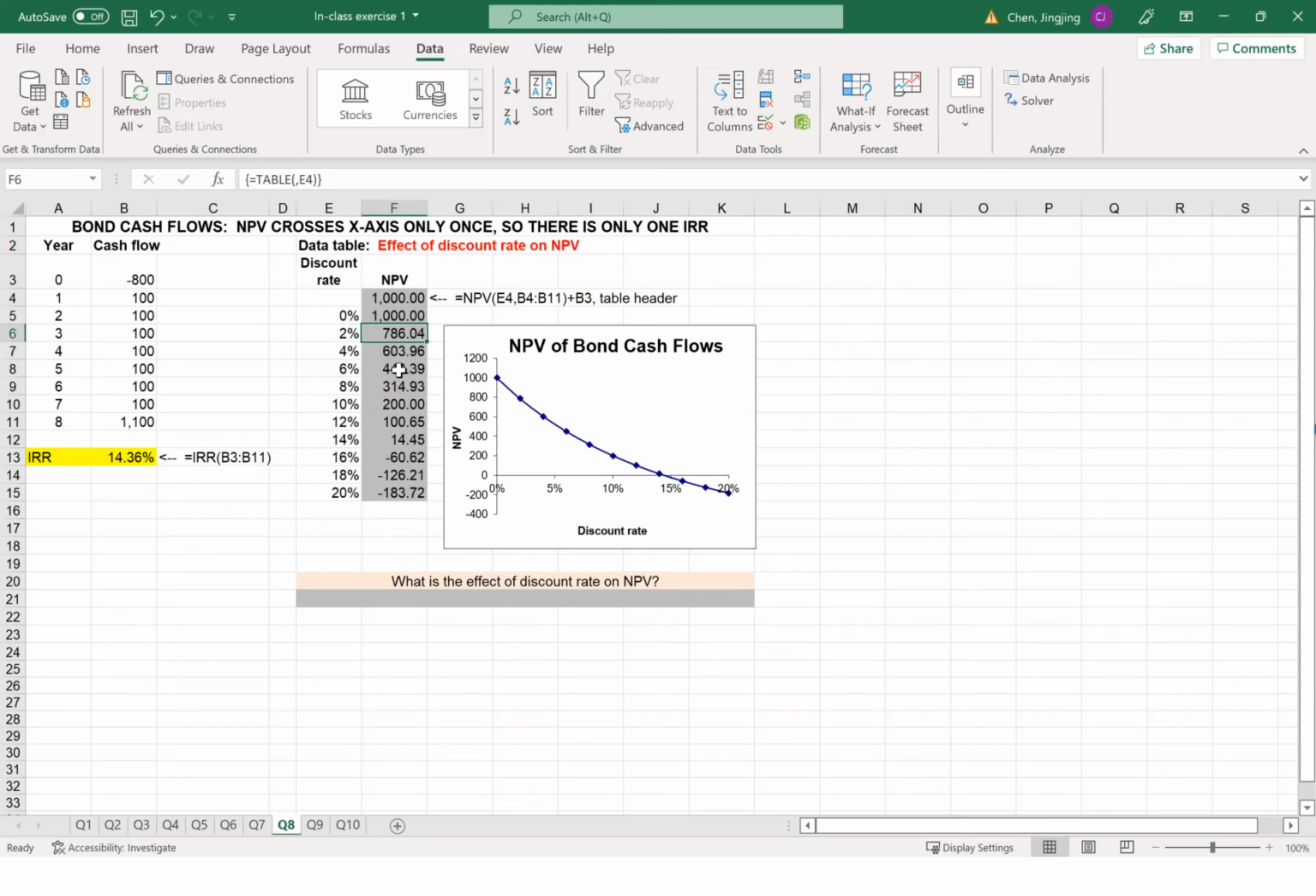So this table will give us the NPV given a certain number for discount rate. For example, here, when the discount rate is 10%, then the NPV will be $200. So when the discount rate goes to 16%, the NPV will be negative. So the higher the discount rate, the lower the NPV. So now you can answer the question here.